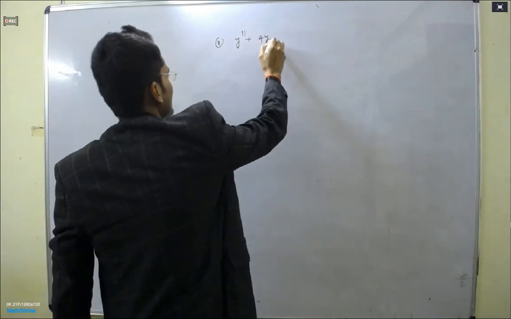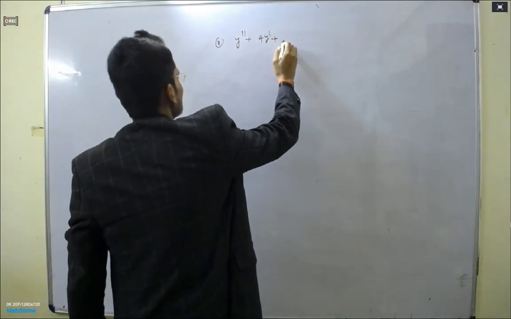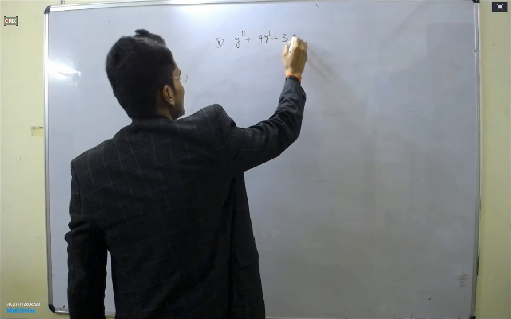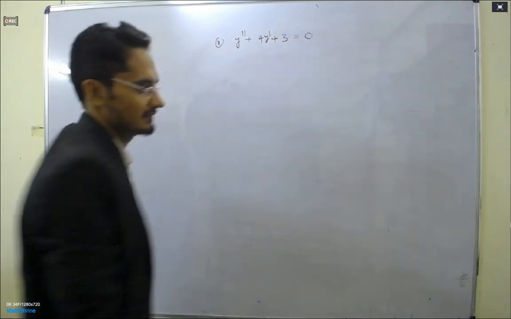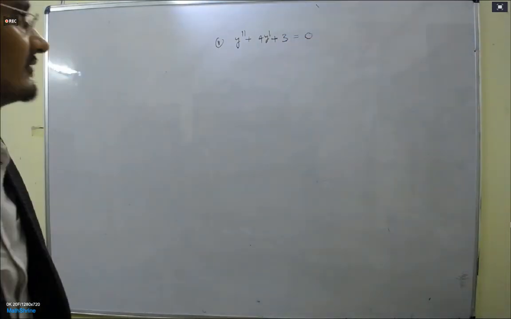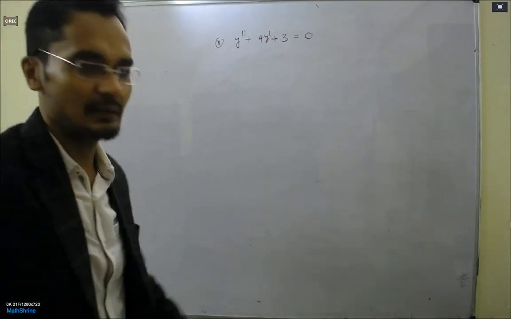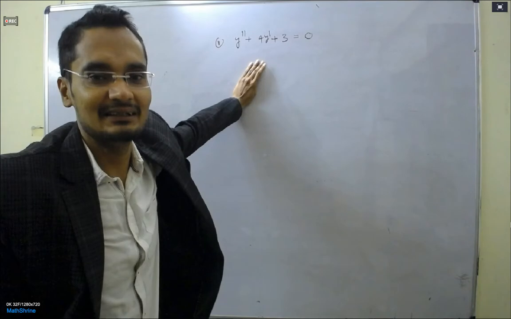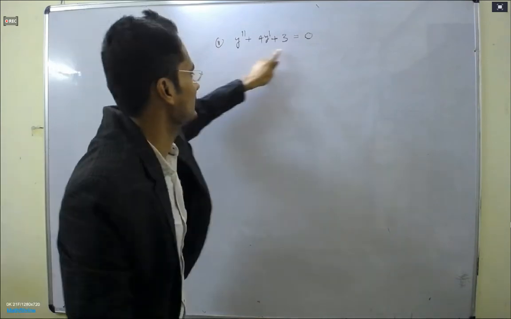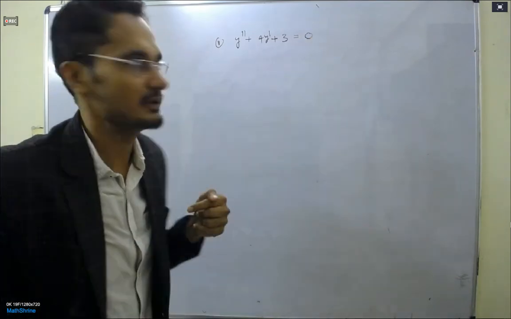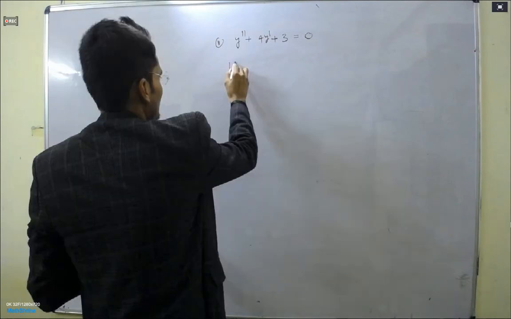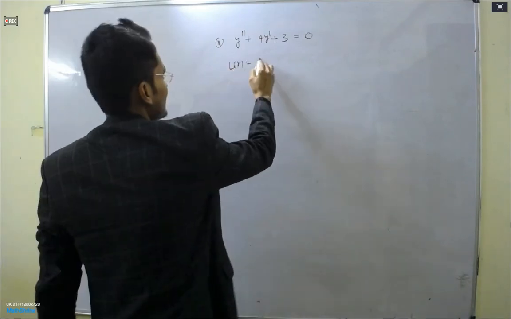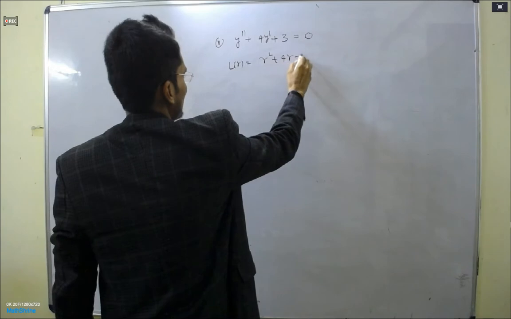L(r) is equal to r square plus 4r plus 3 is equal to 0. r will be minus 4 plus minus the square root of 16 minus 12, by 2. So this will be minus 4 plus minus 4 by 2, minus 4 plus minus 2 by 2. So this will come out minus 2 and minus 3.